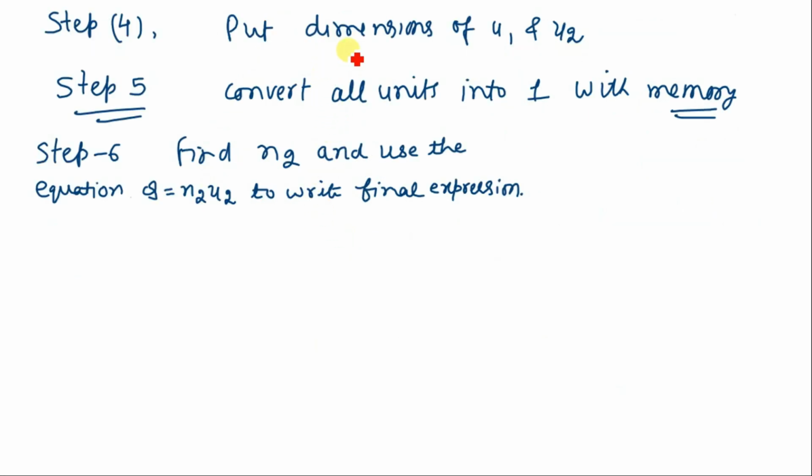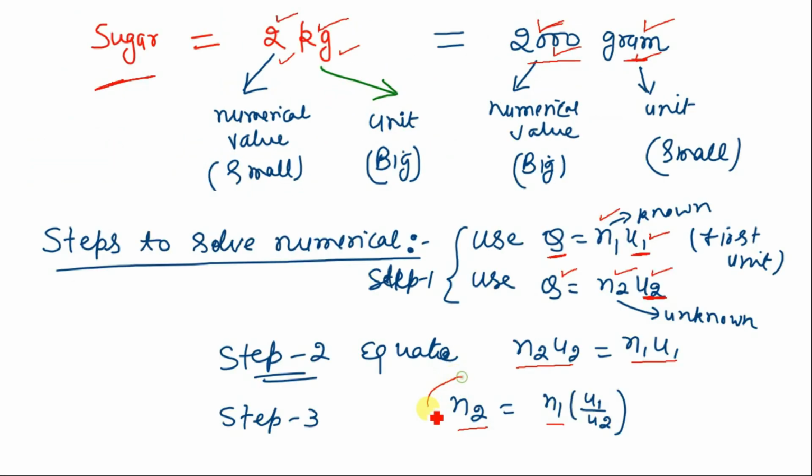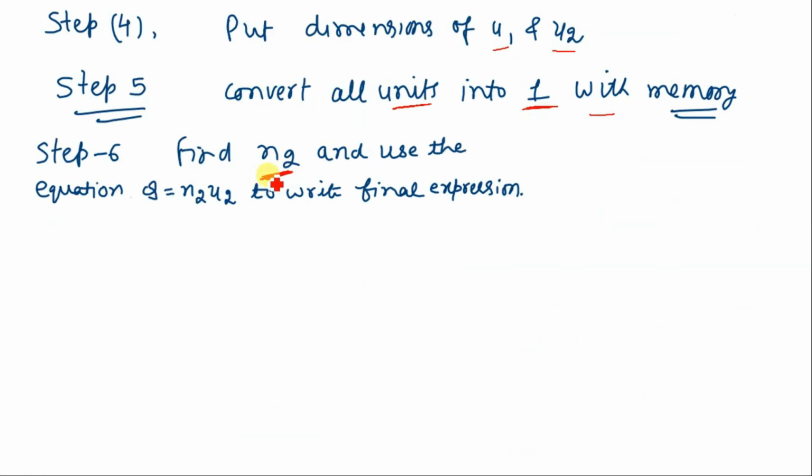In the next step, we will put dimensions of U1 and U2, and after that we will convert all units into one unit. Once this is done, then we will solve this equation to find N2. And once N2 is found, we can write Q is equal to N2 U2.